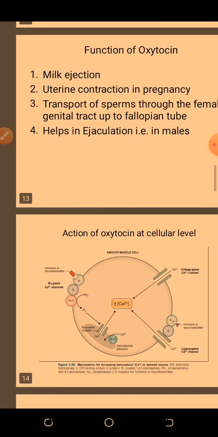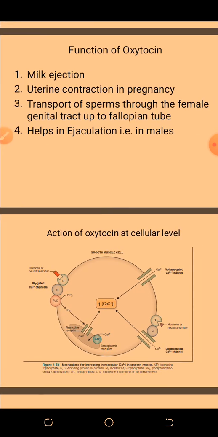So these are the actions of oxytocin. It produces milk ejection, uterine contraction in pregnancy, transport of sperm through the female genital tract up to the fallopian tube, and helps in ejaculation in males. So the drugs that are used to induce labor should have some oxytocin-like properties.